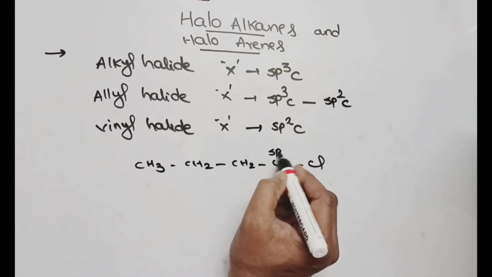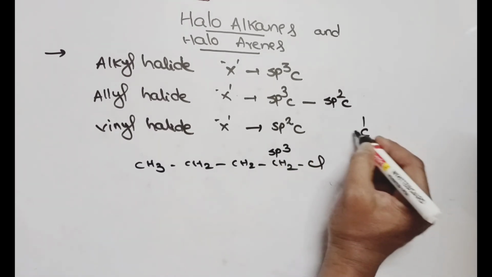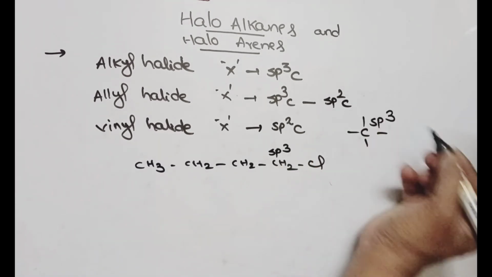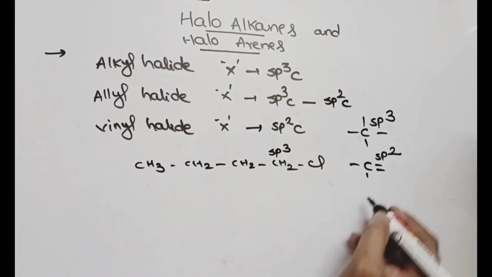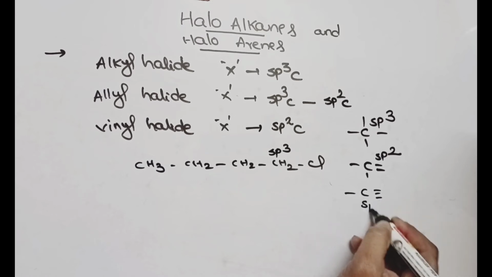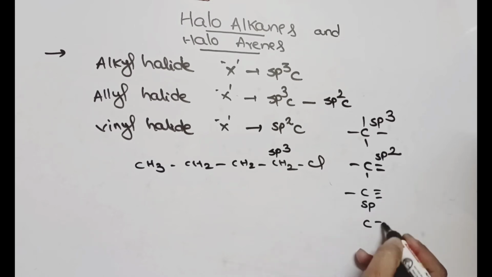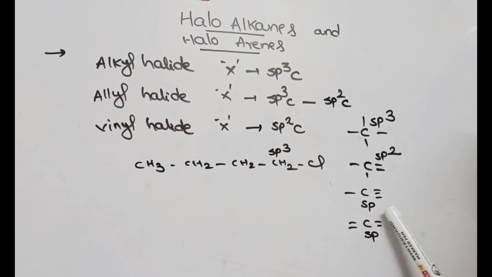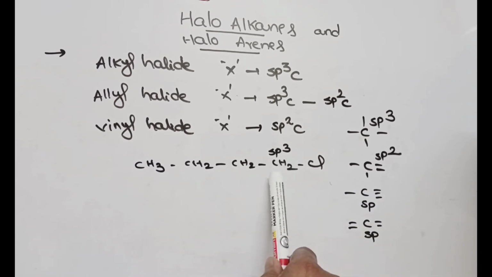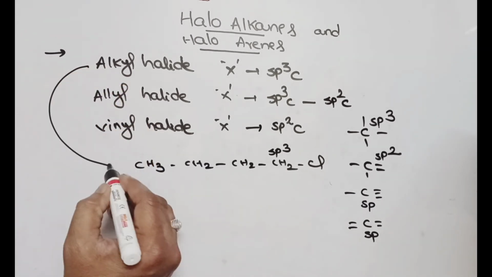This carbon is sp3 carbon. Carbon with a single bond is known as sp3 hybridized carbon. Carbon with a double bond is known as sp2 hybridized carbon. Carbon with a triple bond is known as sp hybridized carbon. Carbon with a double bond on both sides is also sp hybridized carbon. So: sp3 carbon, sp2 carbon, sp carbon, and sp carbon. If a functional group is with the sp3 carbon, that is known as alkyl. Halogen with sp3 carbon, so this is known as alkyl halide.